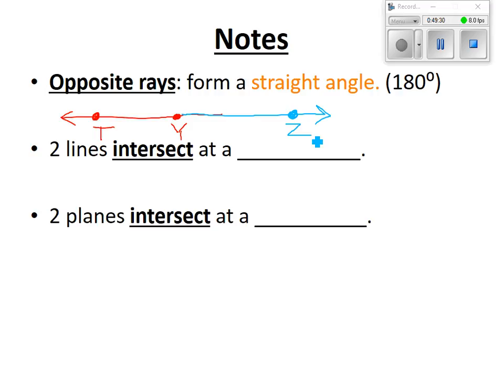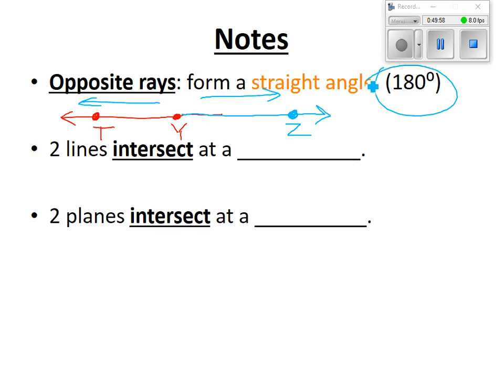So we got ray YT, that's going out this direction. And then we got ray, somebody name this ray for me. YZ, and it's going out that direction. Together they form a straight angle, or they form a line, whatever you want to call it. If we wanted to measure it, then we call it a straight angle, because then it's 180 degrees. We can actually have a measure for it.